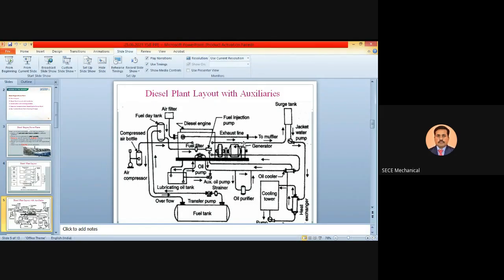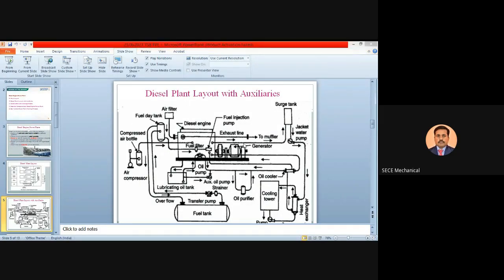These arrangements are needed, and also for lubrication purposes. Without lubricating the diesel engine, the engine may not work for a long time, because of wear and tear the engine fails. To avoid that, we have to provide a proper lubrication system. Proper lubricating oil should be provided, so a lubricating oil pump should be provided.